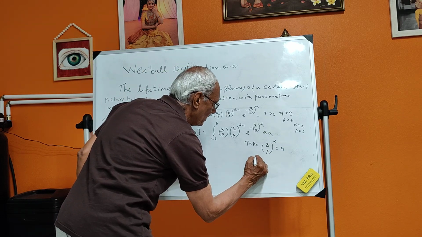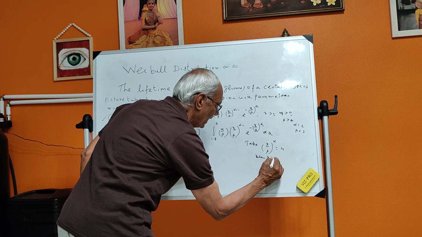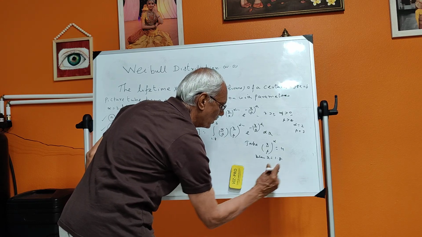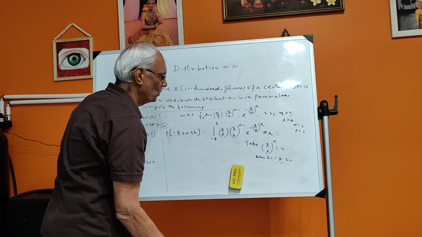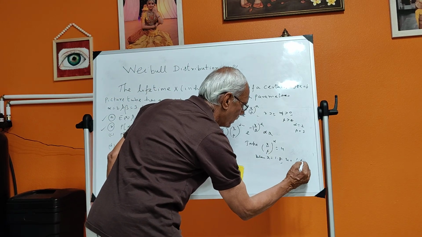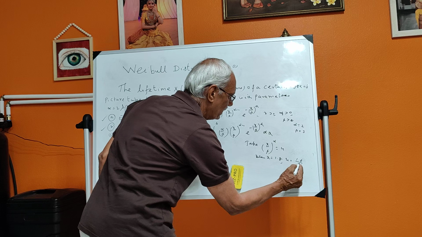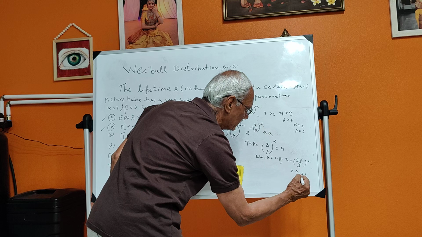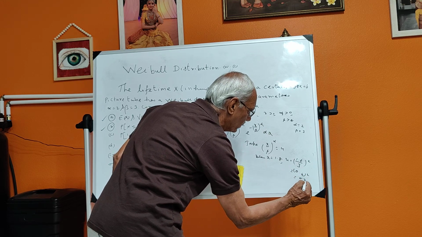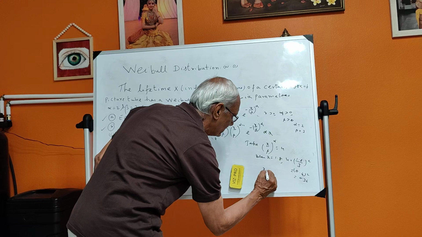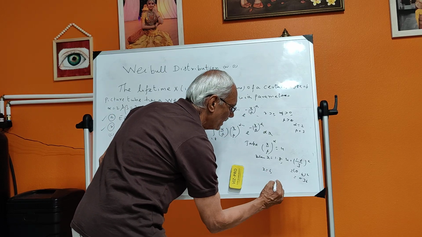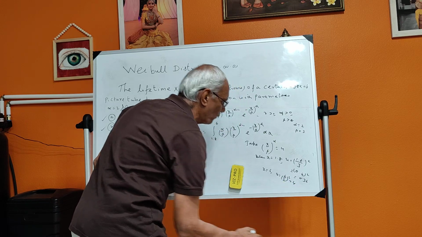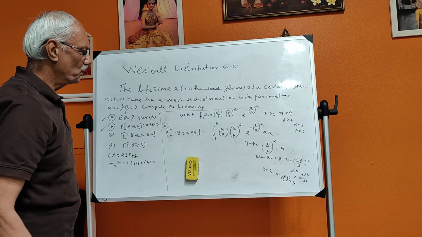Now, when x is equal to 1.8, u is equal to 1.8 divided by 3 whole square. So this is equal to 0.6 whole square, that is equal to 0.36. And when x is equal to 6, u is equal to 6 by 3 whole square, that is equal to 4. So you have to put that. So proceed in the same lines.